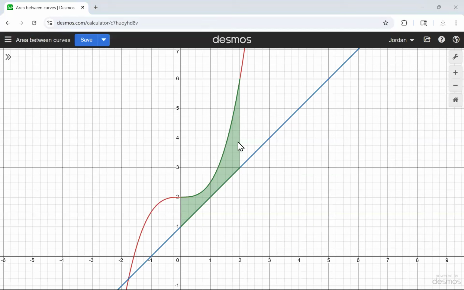Again, that's the area in green here. So even though we had some weird curves, the x to the third curve, and the x plus 1 line, this area between them is the nice whole number of 2. 2 square units, whatever units we'd be dealing with. If these measurements were in feet, it'd be 2 square feet. If these measurements were in centimeters, it'd be 2 square centimeters. So whatever our measurements are in, it's 2 square units.